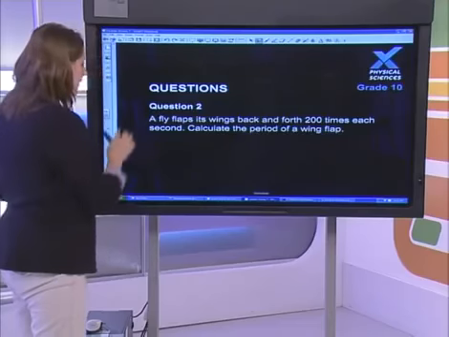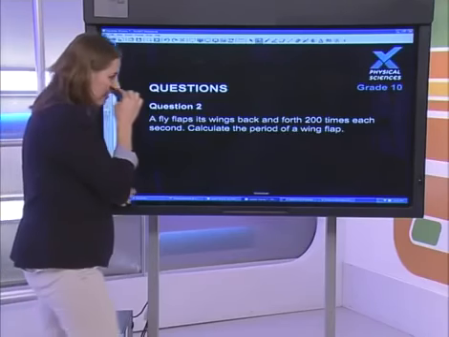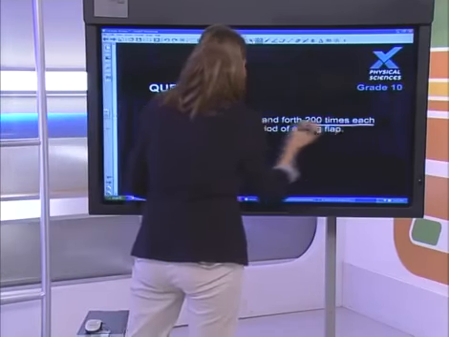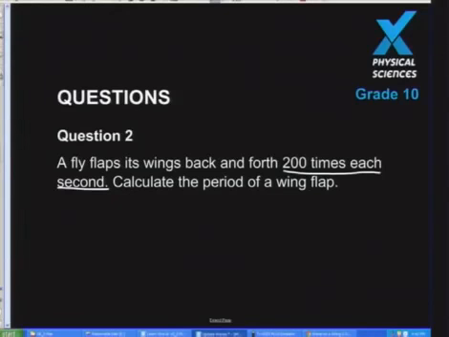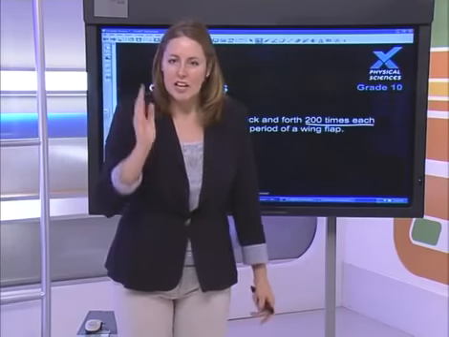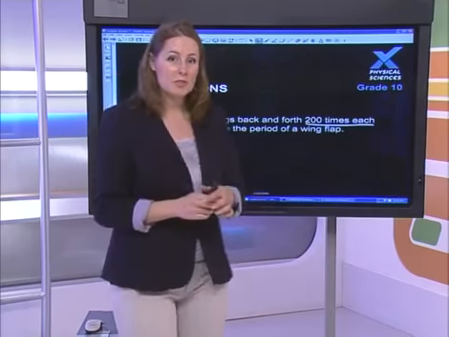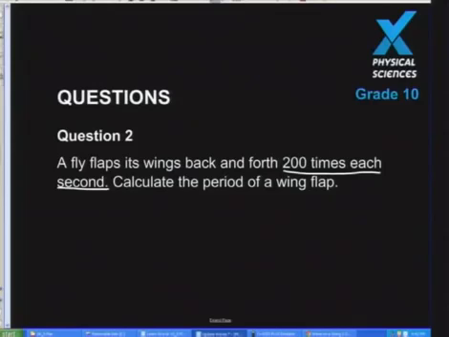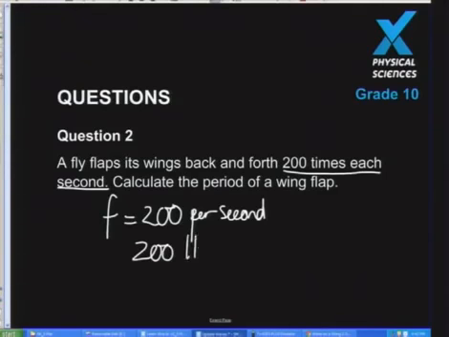Here we've got a fly. It flaps its wings back and forth 200 times each second. Now the "each second" bit is important. 200 times each second means that if I was timing 1 second, and you could count that fast, it would be going 200 times. So what value is that 200? Remember I said write a list. It has to be the frequency: 200 times per second, or 200 hertz.